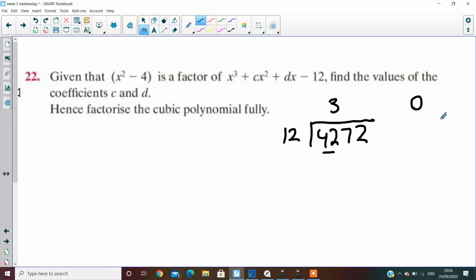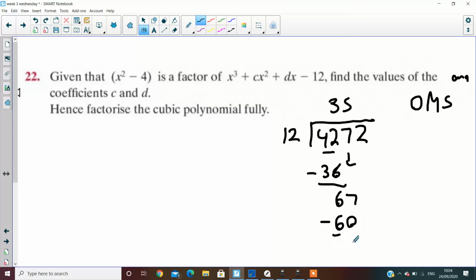What's next? Multiply 3 by 12. That's multiplication. And then what you get then? 42 take away 36? 6. Subtract, you did. Next thing? Drop. Bring down the 7. 67 divided by 12? 5. Multiply to get. Take away to get. Drop. And then after that?